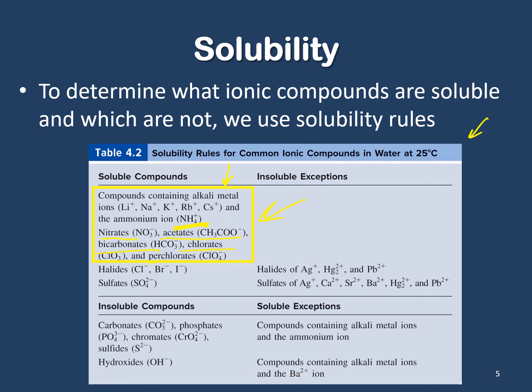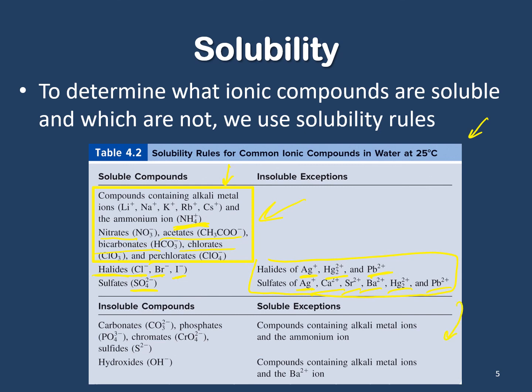The rest of our rules, as you might notice, have exceptions. So for instance, halogens, if you have Cl-, Br-, I- in an ionic compound, most of the time they're soluble, unless the cation is silver, mercury, or lead. With sulfates, again, most of the time sulfates are soluble. However, if you have silver, calcium, strontium, barium, mercury, or lead as the cation in that ionic compound, and sulfate the anion, well, those are going to be insoluble.